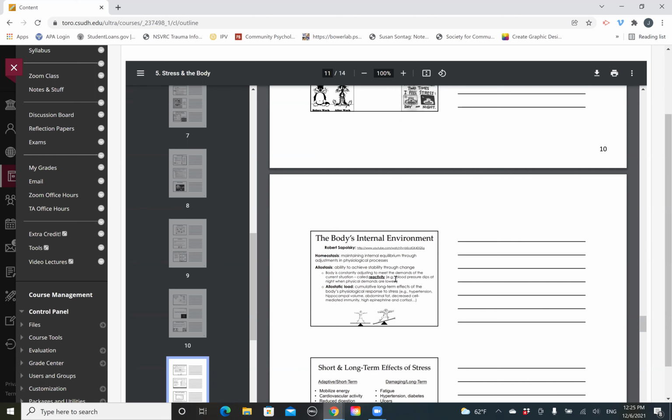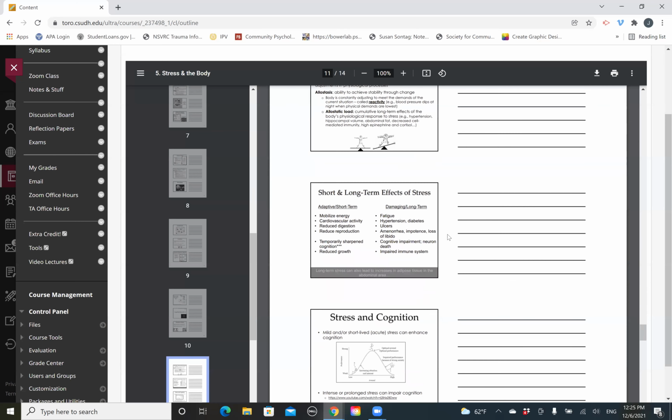Your hippocampal volume actually decreases, the size of your hippocampus shrinks, which can affect memory. It increases abdominal fat and decreases immunity. You have high epinephrine and high cortisol, which are stress hormones. And so there are physical changes in your body, right?